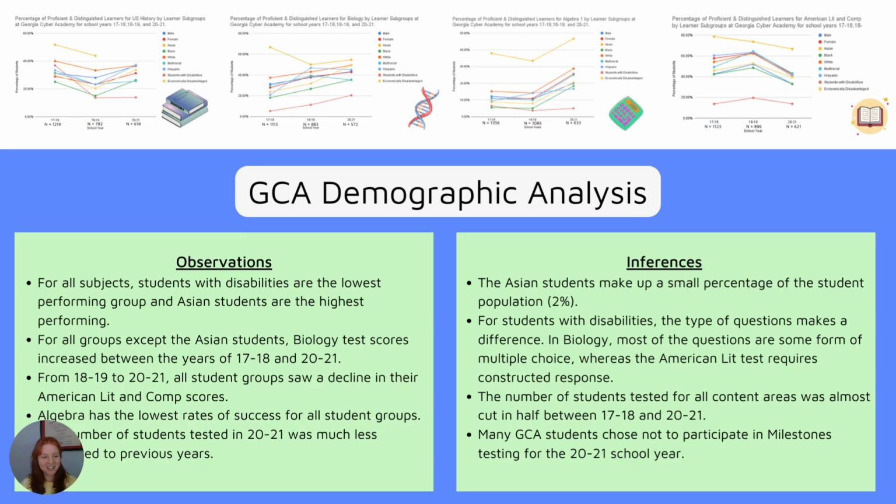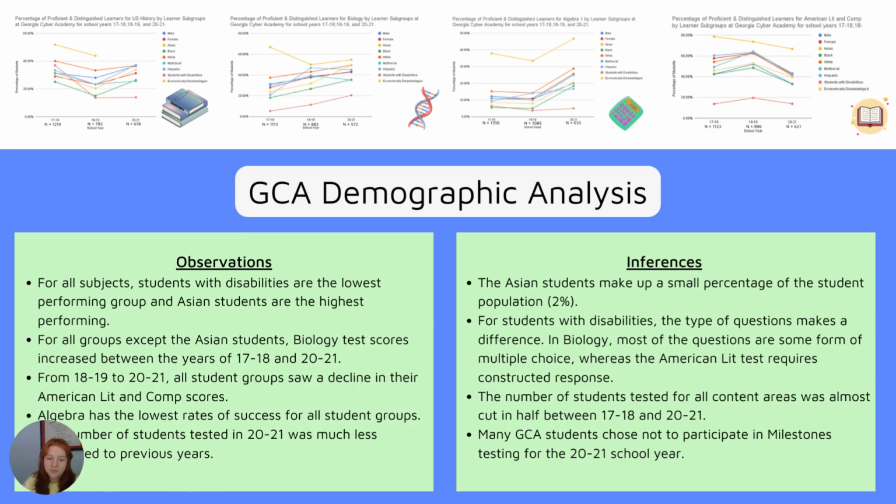So we've made these observations. What can we infer? The Asian students make up a small percentage of the student population, only 2%. So that small percentage is doing very well, but that is still a very small percentage of students. For students with disabilities, it appears that the type of question makes a difference. For example, in biology, most of the questions are some form of multiple choice, whereas the American Lit test is requiring a constructed response. This seems to be affecting their grade.